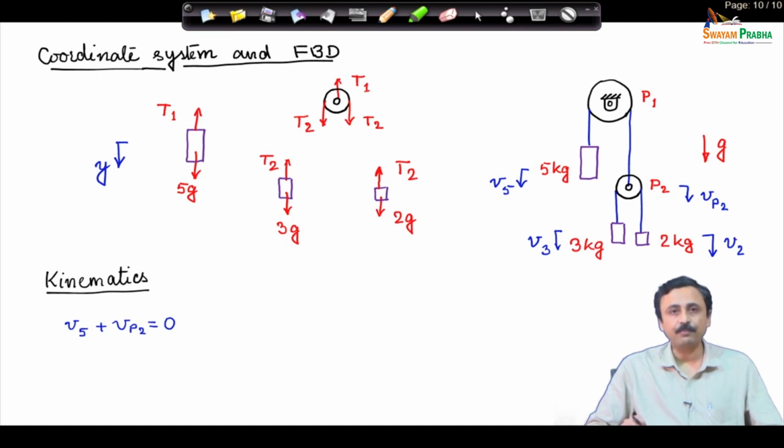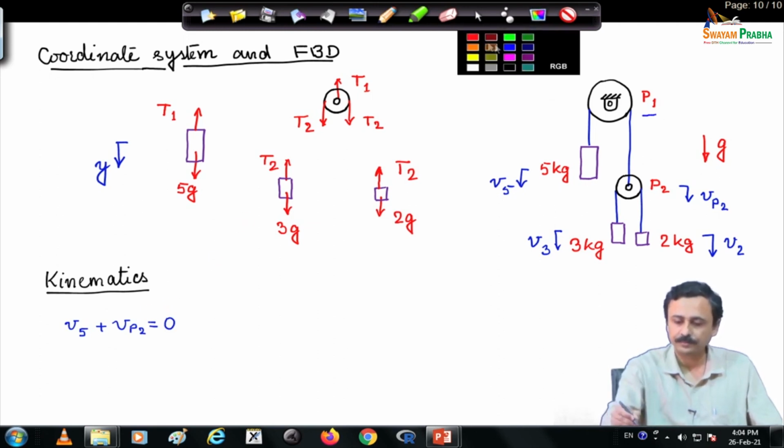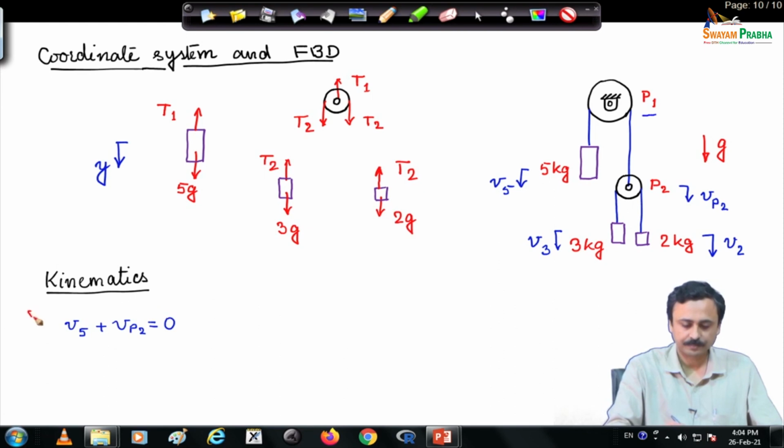We move to the next step, which is writing down the kinematics, and we have discussed the kinematics of such systems, inextensible string connected systems. In this case, if you apply that kinematic relation for pulleys that we had discussed, this is for pulley P1.